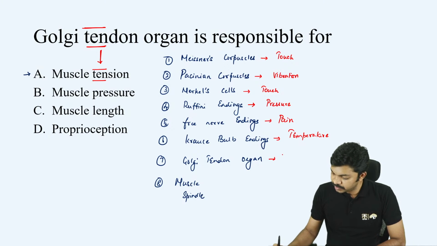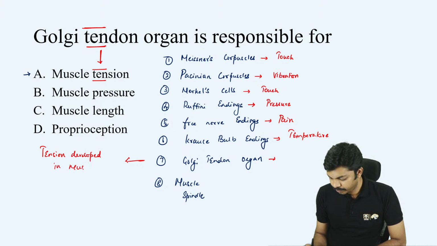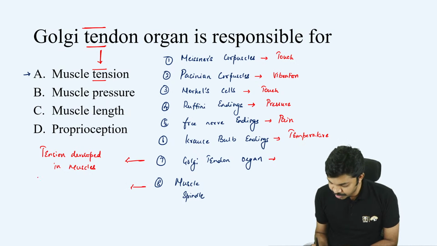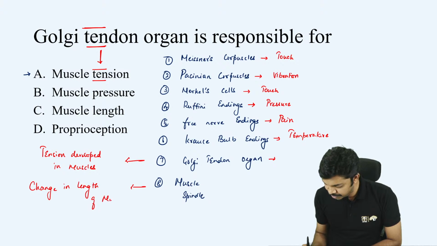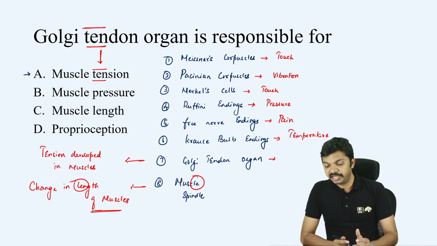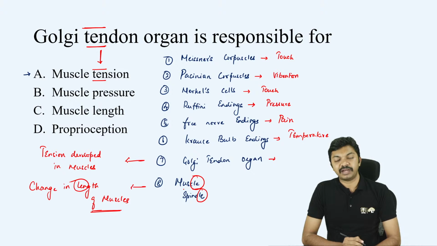Golgi tendon organ senses tension developed in muscles. While muscle spindle senses change in length of muscles. So LE for LE, TEN for TEN: tendon for tension, muscle spindle, LE for length, guys.